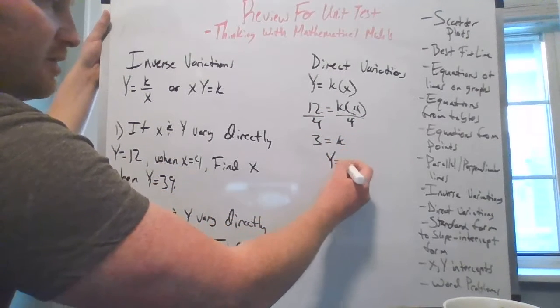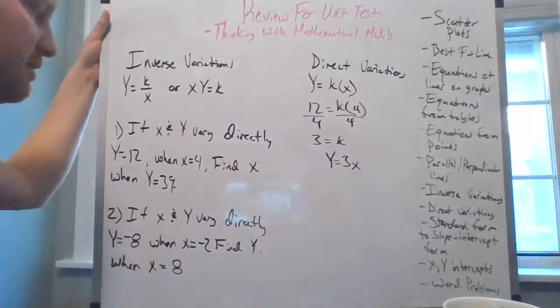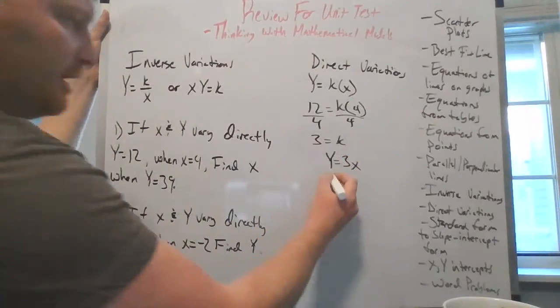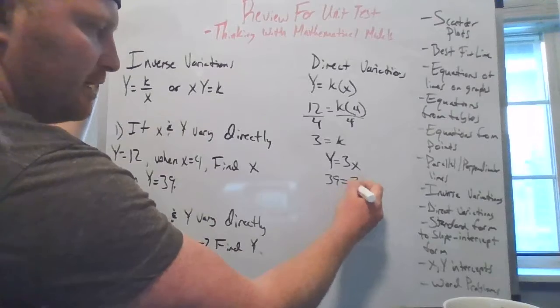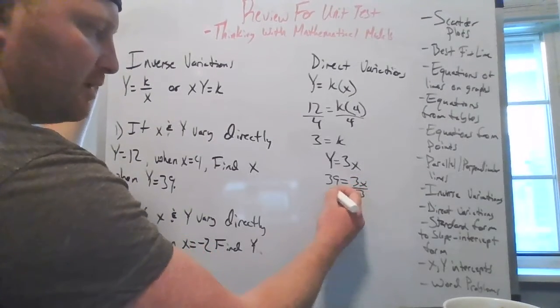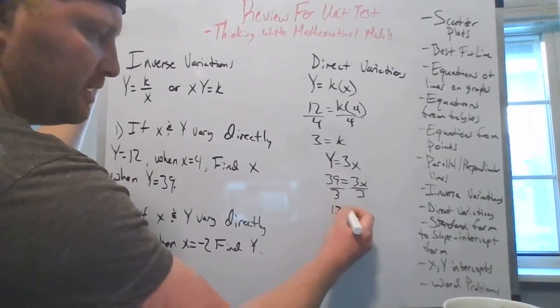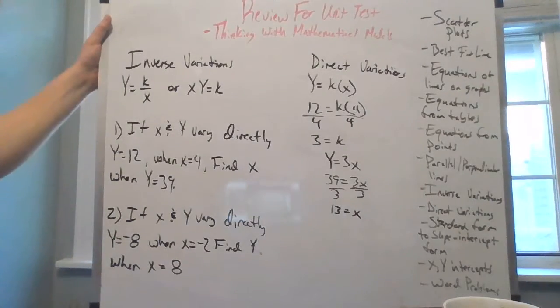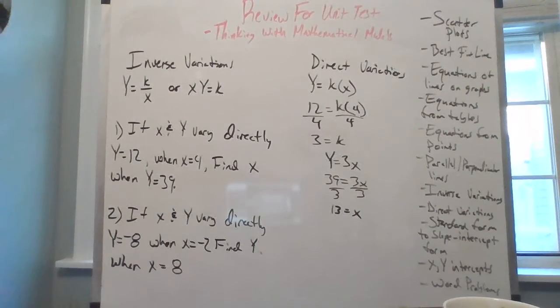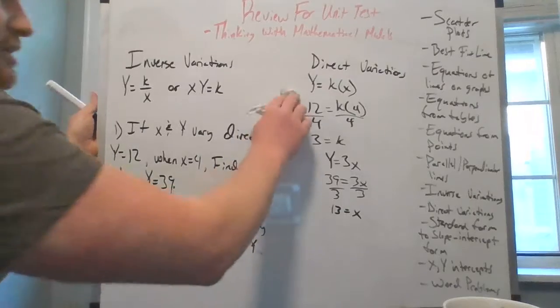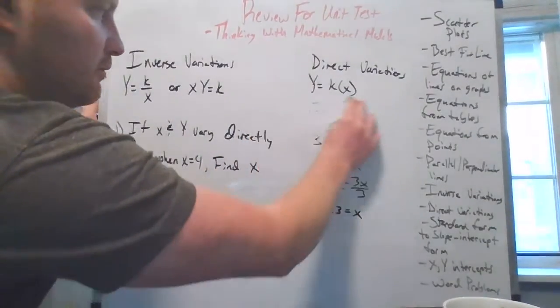So now I know I'm using this equation, y equals 3x. It says find x when y is 39. 39 equals 3x, basic solving equations, and I get 13 equals x. Done. Okay? That's how you do that. Next, let's go on. Pause me if you need to.